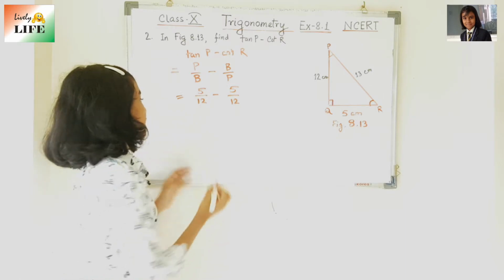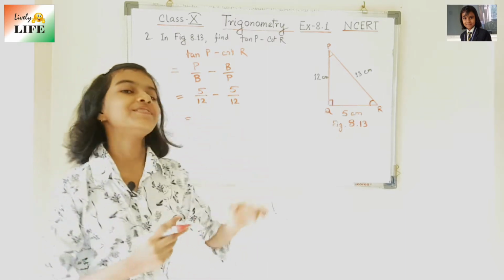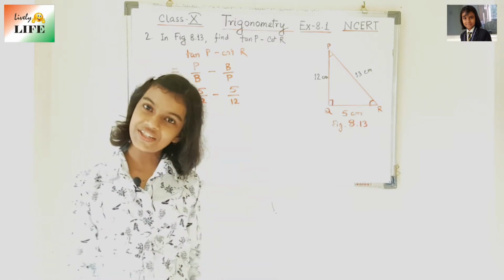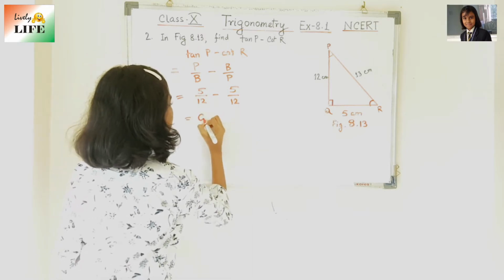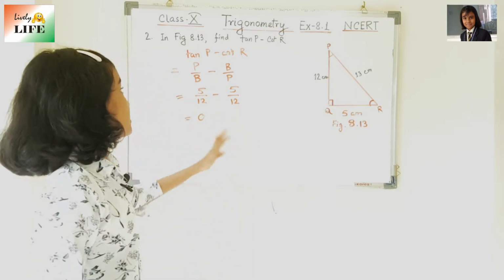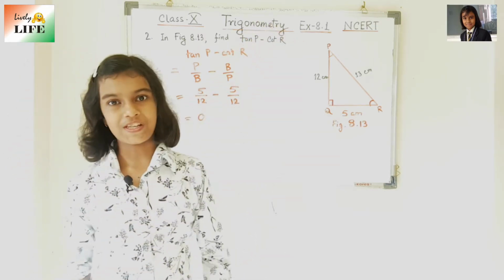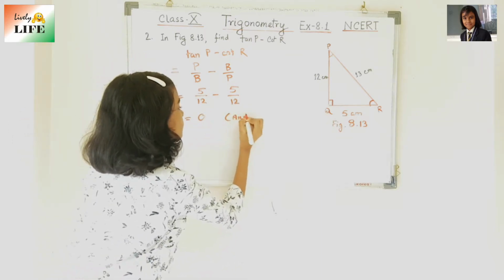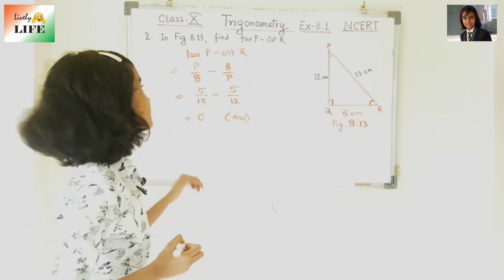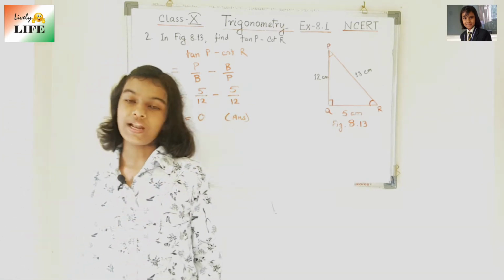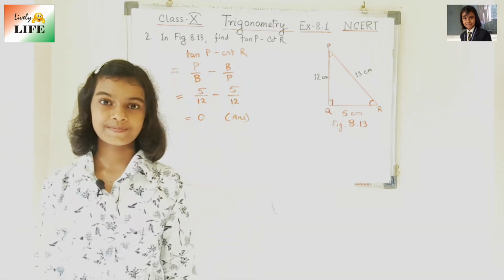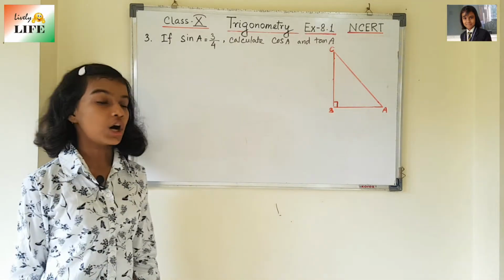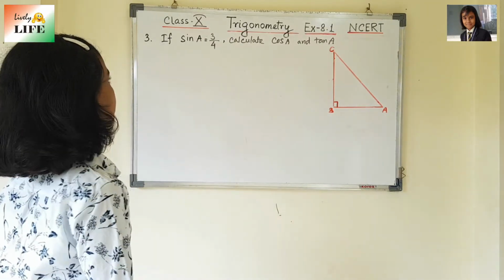Okay? Now, what is 5 by 12 minus 5 by 12? It is 0, of course. So the answer of tan P minus cot R is 0. Okay? This is the answer. So now let's move to the next question. Now, let's solve question number 3.